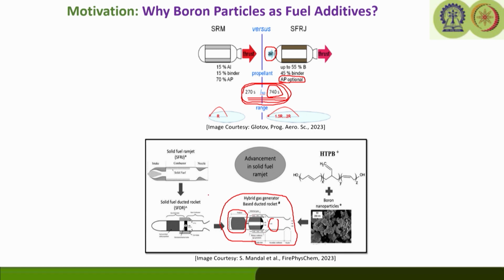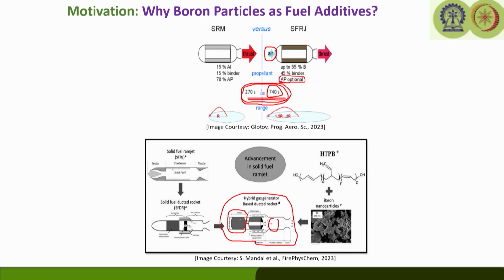Now, if you look at the solid fuel ramjet, the difference is that the solid propellant is there. It is going to burn, then take the ram air for further combustion and produce the thrust. Here it is taking the air directly from the intake and burning, but in the hybrid gas generator it is a 2-stage combustion, because it is taking oxygen as the primary oxidizer.